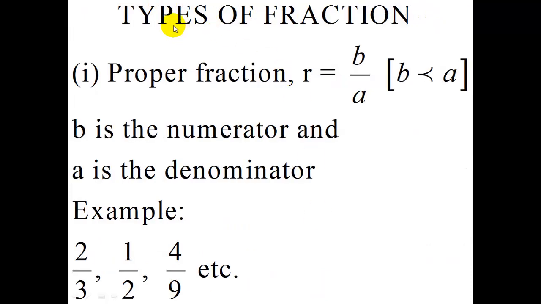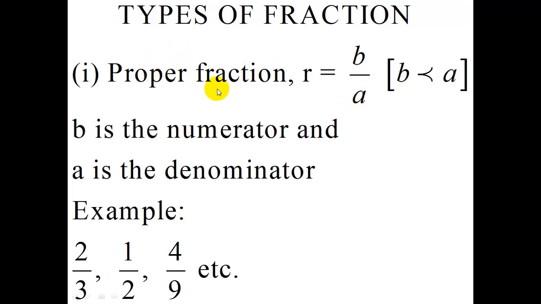Now, let's look at types of fraction. The first type we are going to look at is the proper fraction. Given the fraction R equals b over a, the number or the variable above the division sign is called the numerator, and the number or the variable below the division sign is called the denominator.